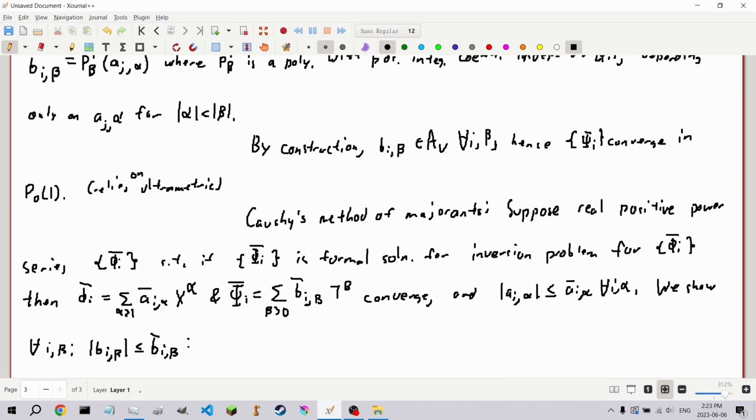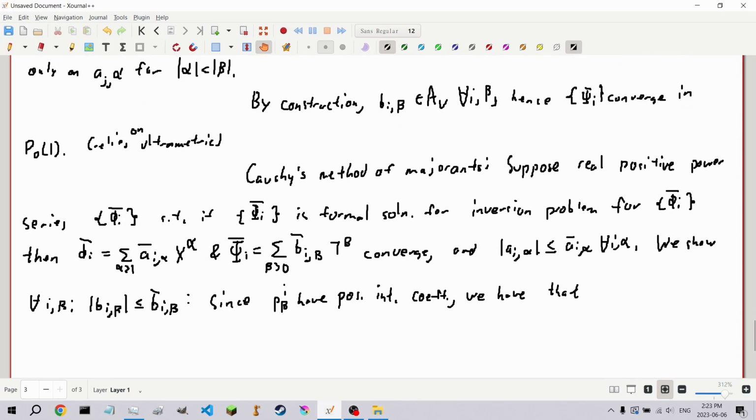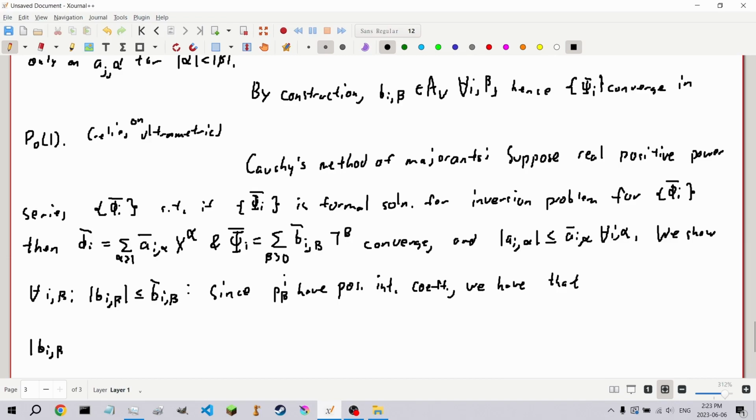And so, since the p beta to the i's have positive integer coefficients, we have that b of i and beta is equal to the size of p beta to the i of a j alpha, which is at most p of the size of a j and alpha, which is at most p of a bar j and alpha, which is b bar of i and beta.